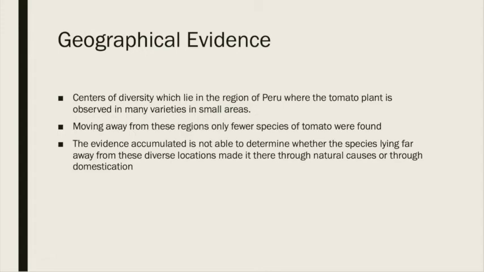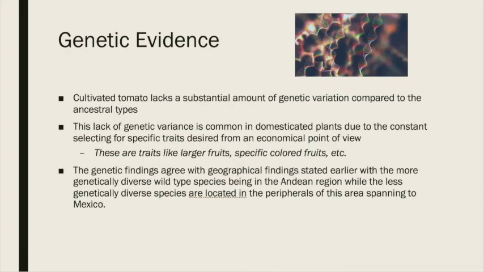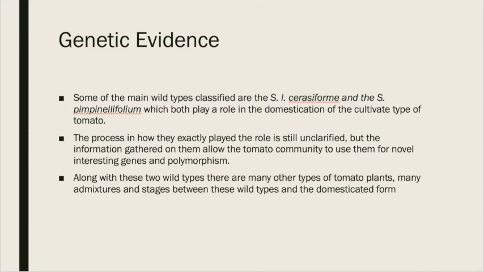Whether the tomato was cultivated in those regions and then further moved out from those locations, or did it happen naturally without human interaction? The genetic evidence agrees with the geographical evidence, showing that the tomatoes located in the Andean region are in fact the wild type species, and that the tomato species located in Mexico are the less genetically diverse cultivated species. The two main wild type tomatoes are known as the Cerasforme and the Pimpinellifolium. Both of these species play a major role in the domestication of the cultivated type of tomato. The exact role in which these two played in a process to get to the cultivated tomato is still not fully understood.